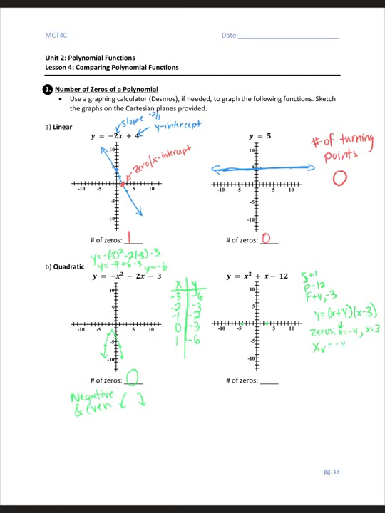So remember, when we're trying to find our vertex, we're going to take the midpoint of our zeros. So the midpoint of our zeros is going to be negative 4 plus 3 divided by 2, which is going to equal negative 1/2. And then if we wanted to find the y value of our vertex, we're just going to go ahead and substitute that negative 1/2 back into my equation to find the y value.